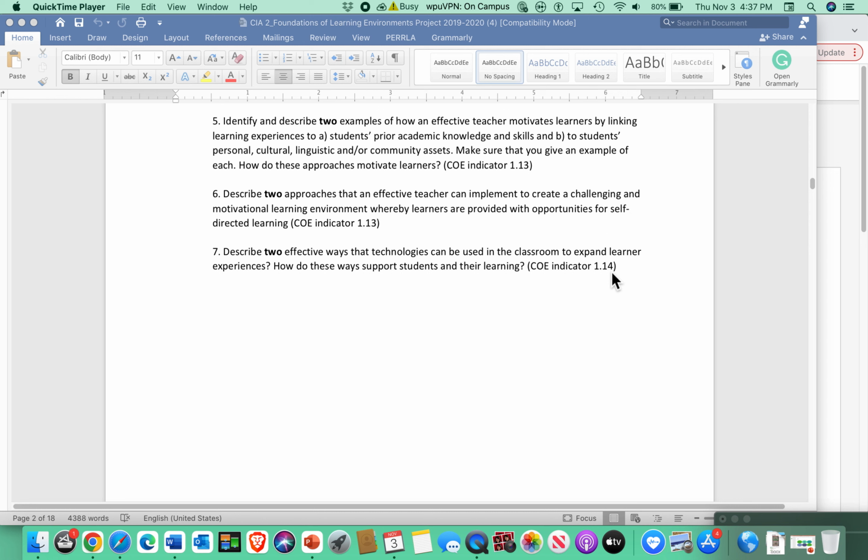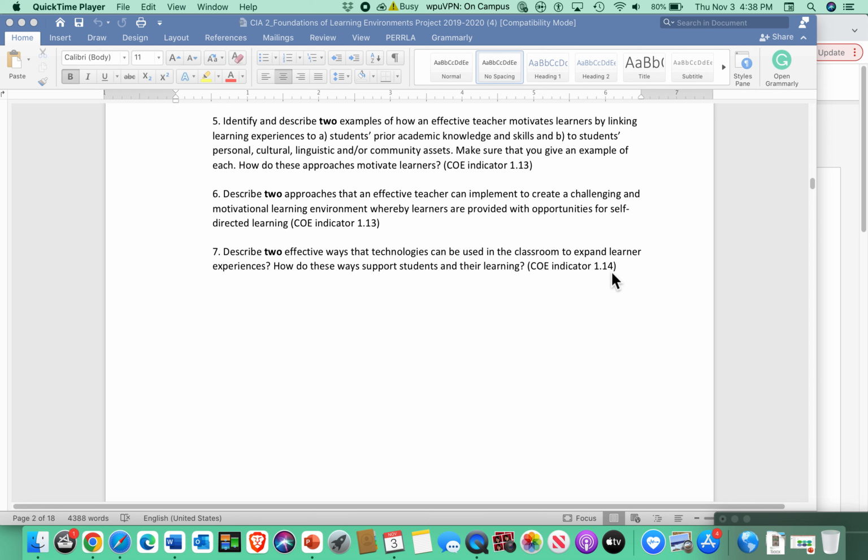Two examples of the ways in which your curriculum speaks directly to the culture and linguistic characteristics of your students. Give an example of each, it says. And how do these approaches motivate learners? Students are motivated by things that they will benefit from personally. So how do your lessons keep your students motivated? And if they don't, then say that and back up your reasons with literature.